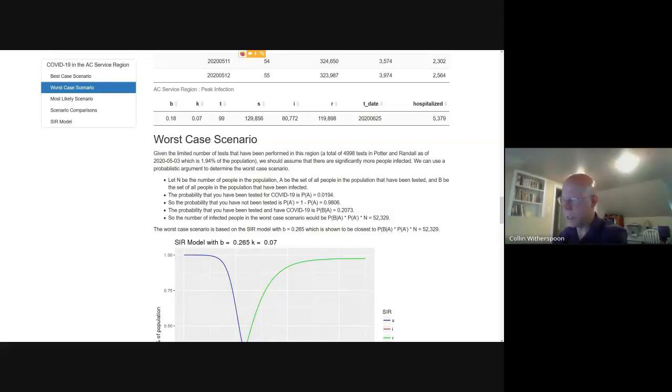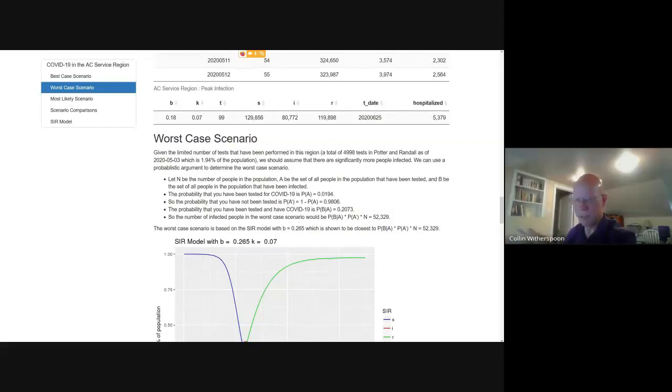Given the limited number of tests that have been performed in this region, 1.94% of the population as of May 3rd, we should definitely assume that there are significantly more people infected than that, okay? And I use a probabilistic argument to come up with how many people you would think are infected just based on probability, okay? So note what I do here, a little math here with some probability, right?